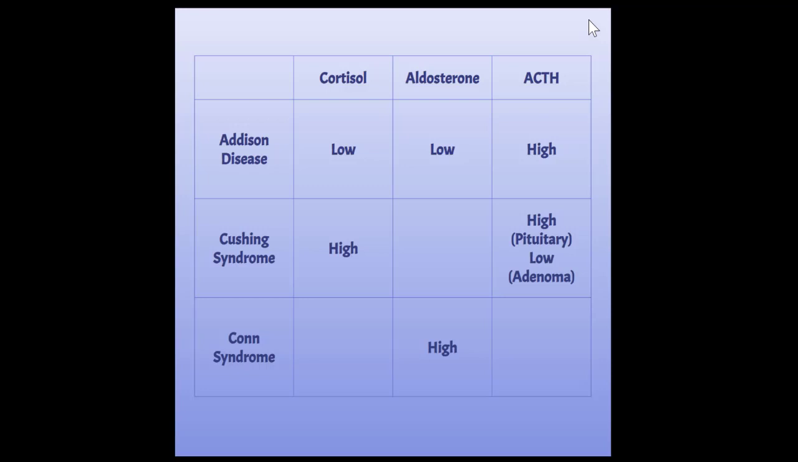So I think this is a good chart to help us see how the diseases are similar and different from one another. Focus on the chart and the key symptoms that are related to each disease and how the cortisol, aldosterone, and ACTH levels are in the body. Next up, we have part 2, focal adrenal pathology, where we will look at focal benign and malignant tumors of the adrenal glands.